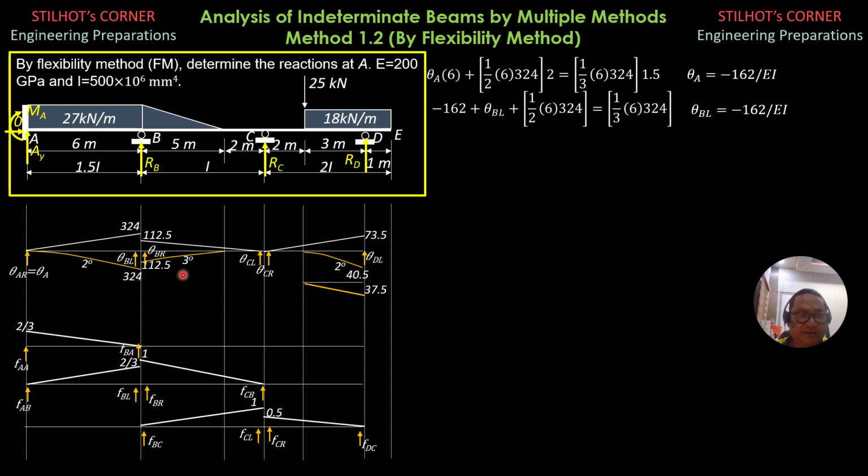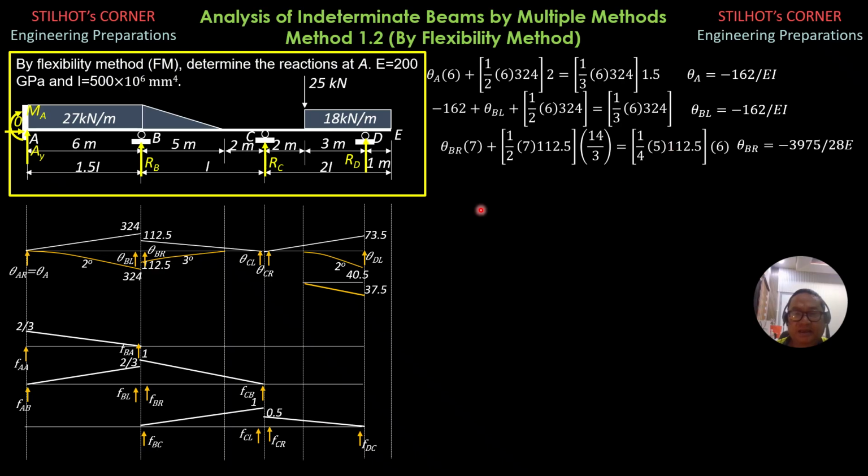Then for theta B right, we consider BC and sum up moment about C. Theta B right times 7 plus 1/2 of 7 times 112.5 times 2/3 of 7, which is 14 over 3, equals 1/4 of 5 times 112.5. This is supposedly 5 over 5, or 1. So the distance of the centroid of this area from the right is 7 minus 1, or 6. So theta B right is equal to negative 3975 over 28 EI.